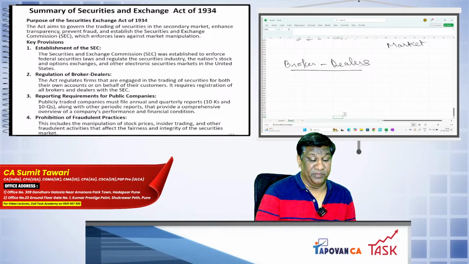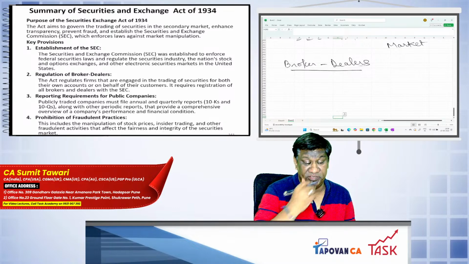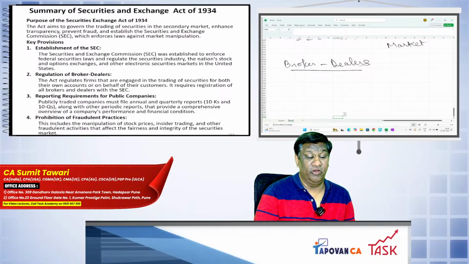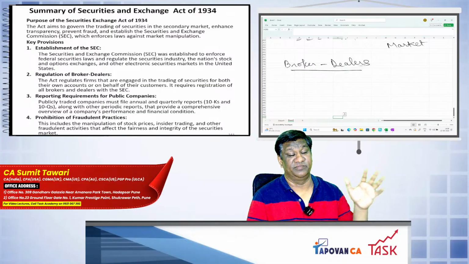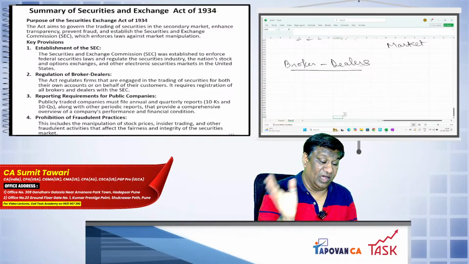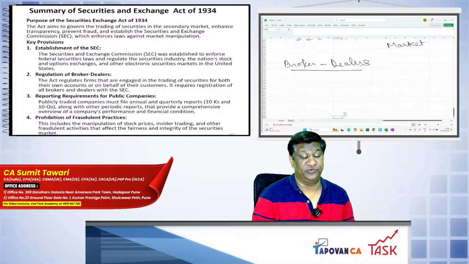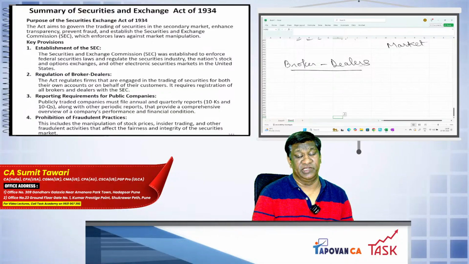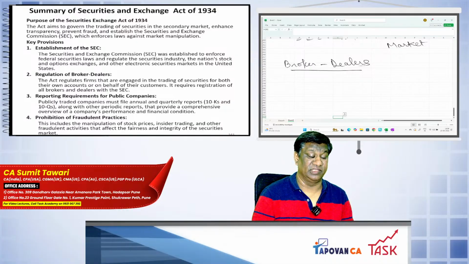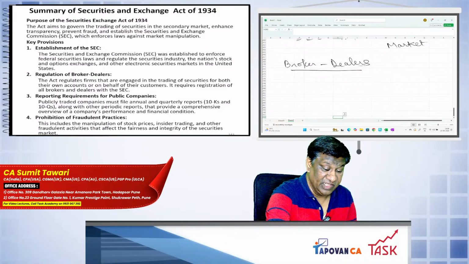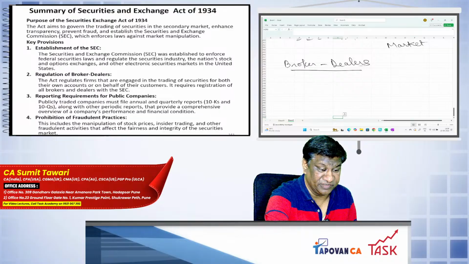Reporting requirements for public companies. That is also important. Publicly traded companies must file annual and quarterly reports along with other public reports that provide a comprehensive overview of the company's performance and financial condition. Like we yearly file the financial statements with the ROC in India, the same way the issuer companies need to file the financials, interim reports and annual reports with the SEC. That is also governed by the SEC Act of 1934. Prohibition of fraudulent practices. This includes manipulation of stock prices, insider trading, and other fraudulent activity that affects the fairness and integrity of the securities market.